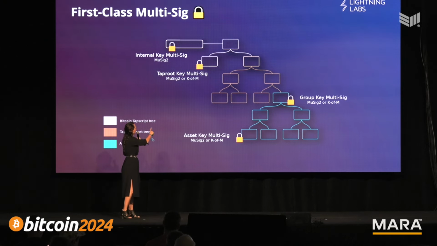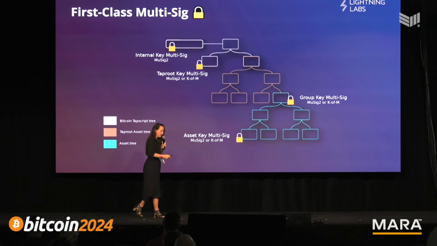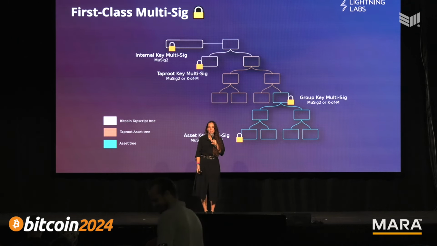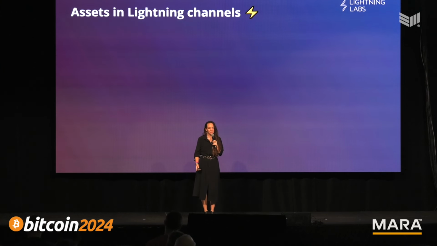And then there's various different parts here where multi-sig and various different types of multi-sig is possible. So lots of support for that. All right. So I think now we are going to move on to the Lightning portion of this and talk about how we can use Taproot Assets in Lightning.